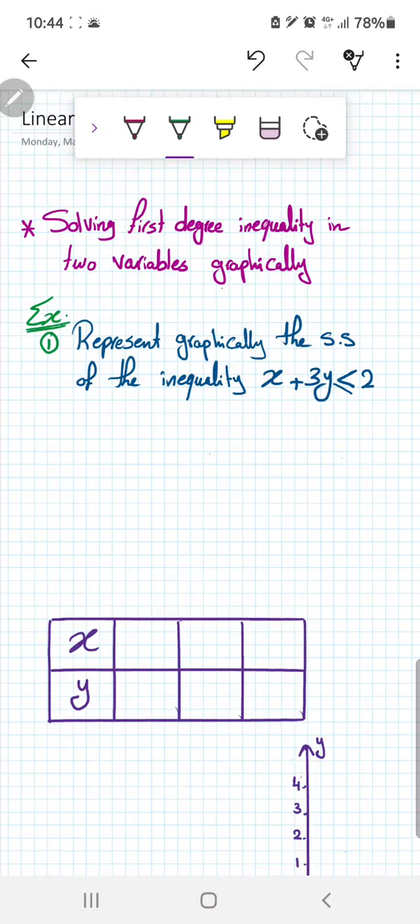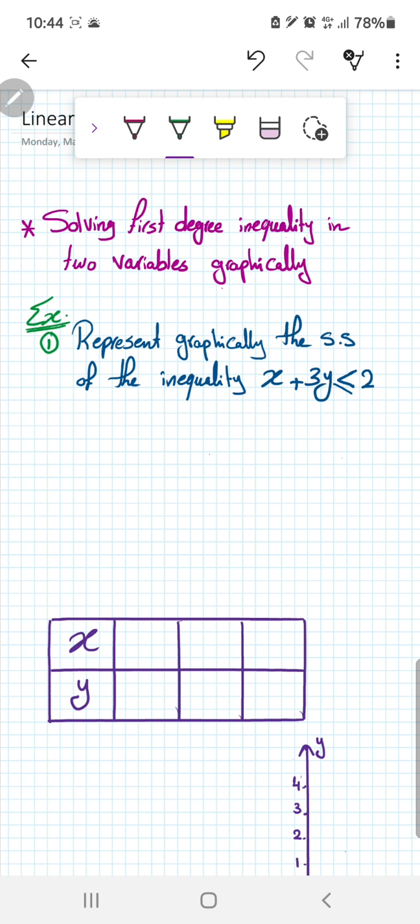Hello everyone, we will complete lesson 1, linear inequalities. Here, solving first degree inequality in two variables. We said in the previous lesson how to solve inequality of one variable. Here we have two variables, x and y.